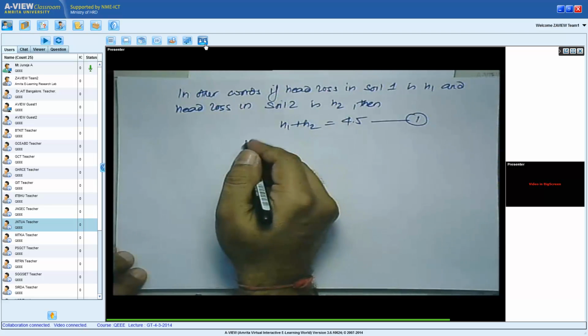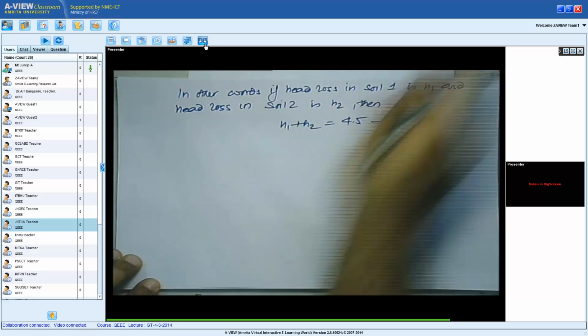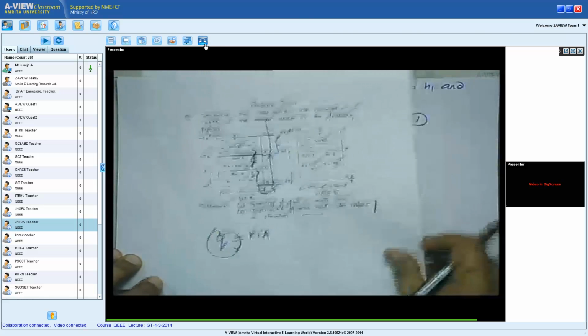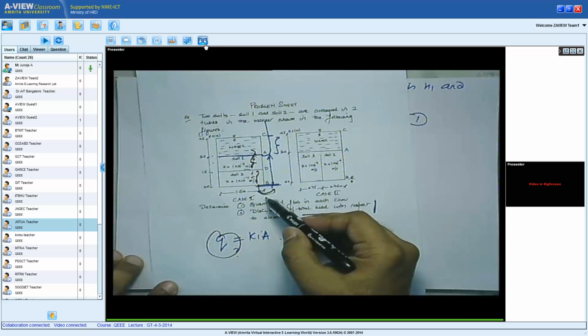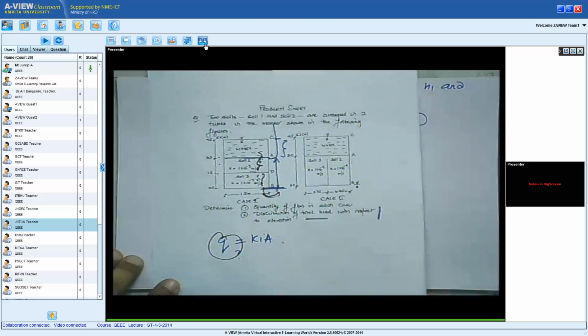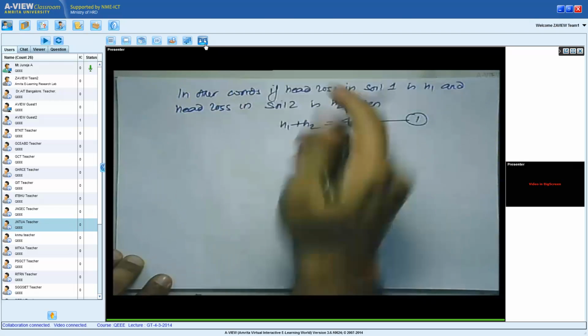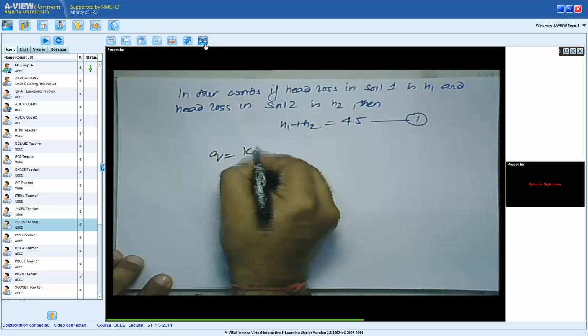Back in this figure, we did say the Q is the same. Q is the same. So we have an expression for Q. Q equals KiA.